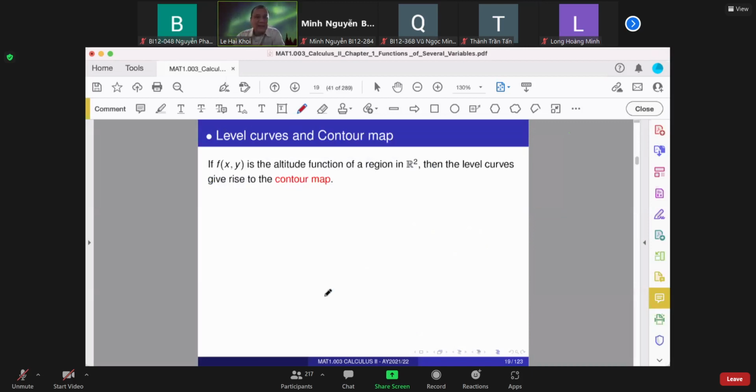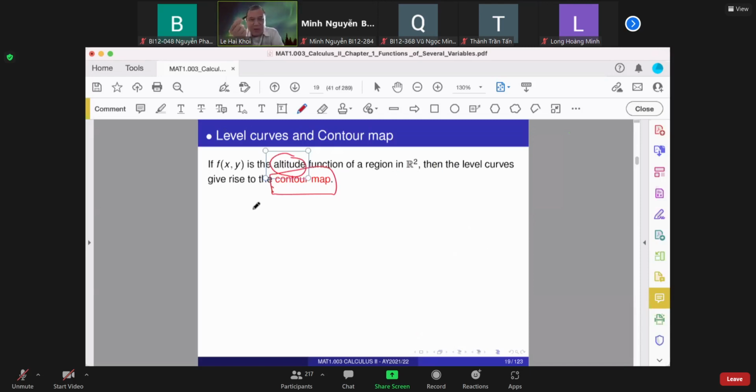More than that, from this, if we think of f(x,y) as an amplitude function, that is, the height, then the level curve gives you a contour map. And it is very interesting and important in geography. And you can see it reflected on the map.